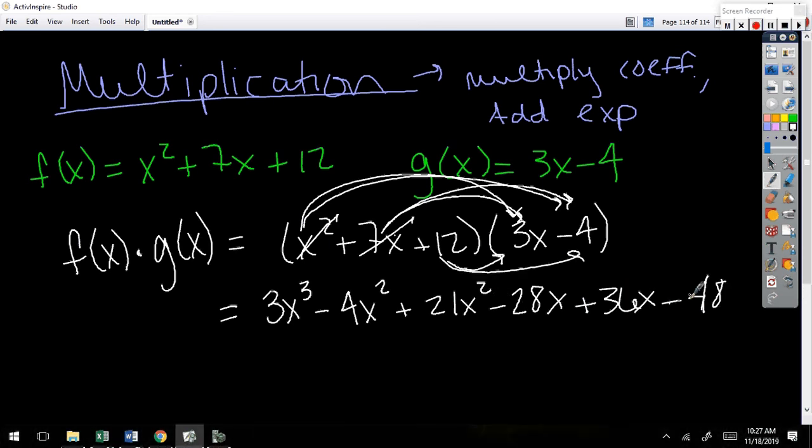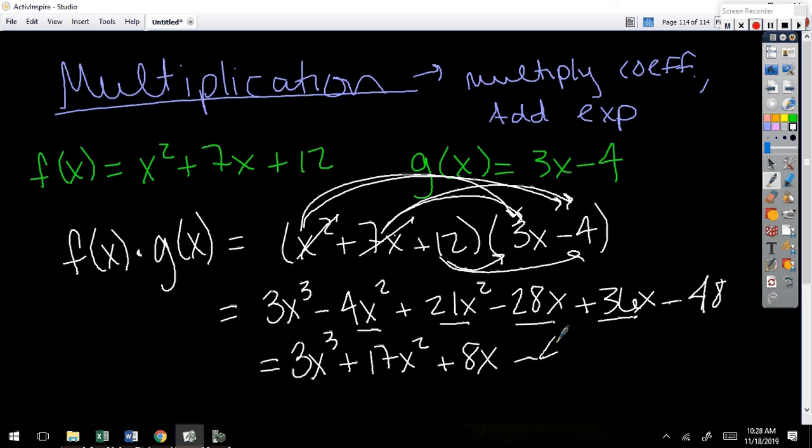And I know I'm going a little bit fast through this, but I hope that this is a pretty easy concept for you, the multiply. So I have, clean it up here, 3x to the third, negative 4 and positive 21, 17, yep. 17x squared. Negative 28 and 36 would be 8x minus 48. Easy?